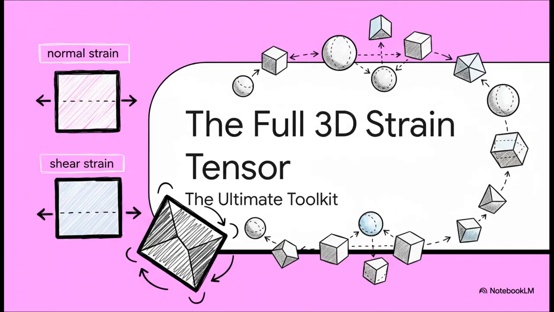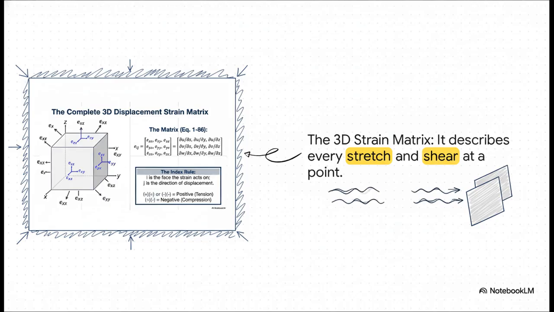All right, so now we have our two main building blocks, right? We've got normal strain for all the stretching and shear strain for all the angling. So what's next? Well, now it's time to combine them, to put them all together into one powerful tool that can describe everything that's happening at any point inside a 3D object. And here it is, the strain tensor.